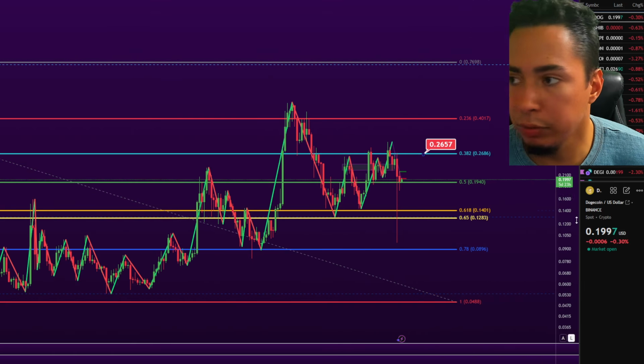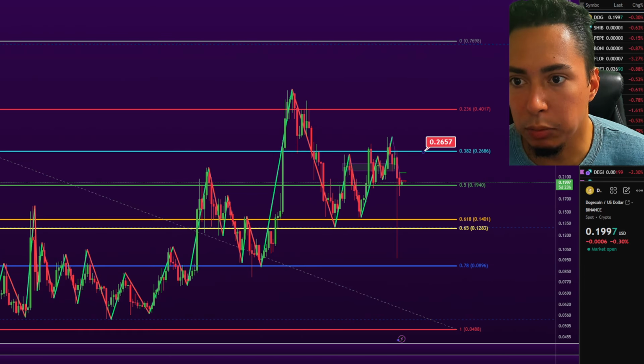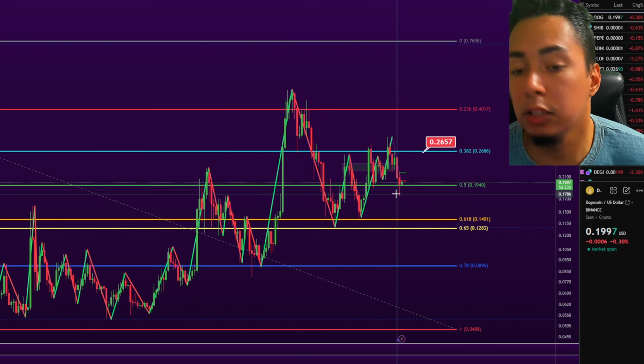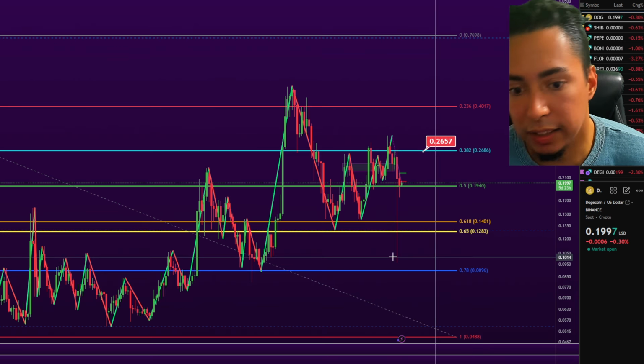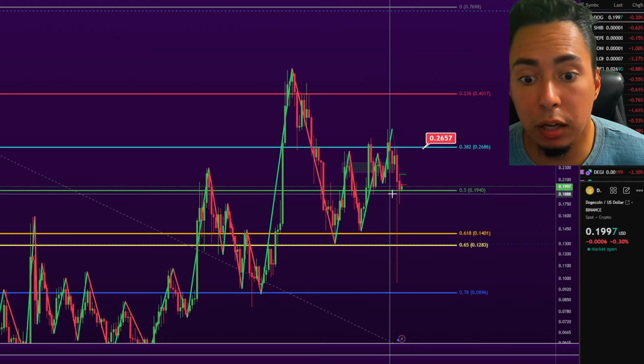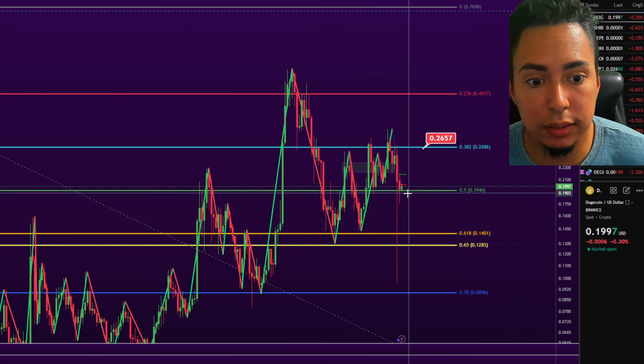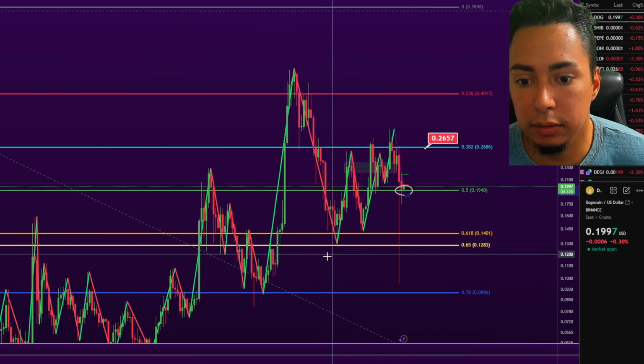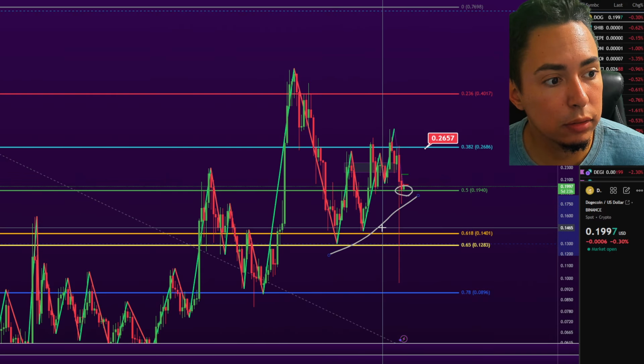Okay, and even if we close here on the weekly, we're basically still, even with this massive drop, dropping here. But again, the closing is everything. Yes, we can wick down to 9 cents because the whole market crashed. But we go back up and we close here above 19 cents, right?